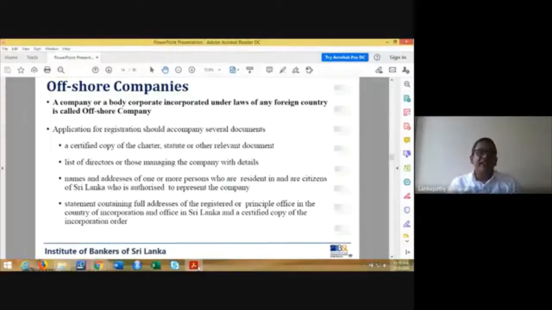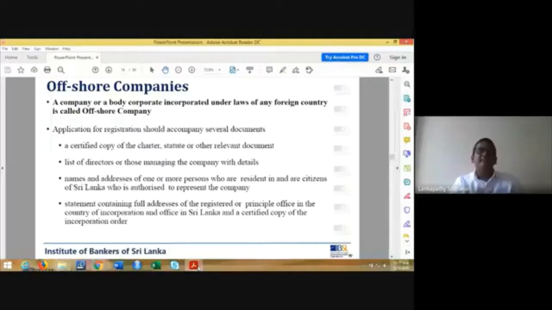And the second one, list of directors or those who manage the company, with details. So when they are applying for the offshore company, they have to give the list of directors or those managing the company with details. And the third one is names and addresses of one or more persons who are resident in and are citizens of Sri Lanka who are authorized to represent the company. When they are giving the application form to register the offshore company, they have to give the list of directors. At least one director should be a Sri Lankan citizen.